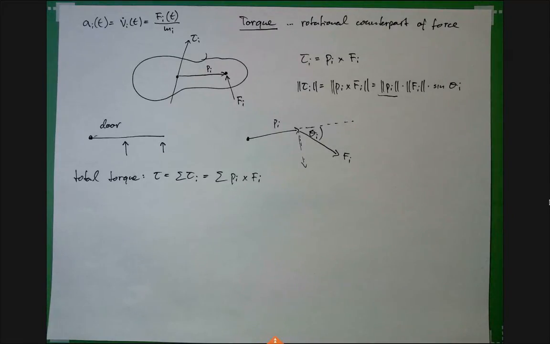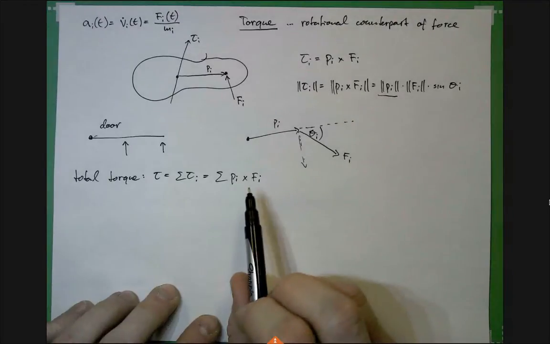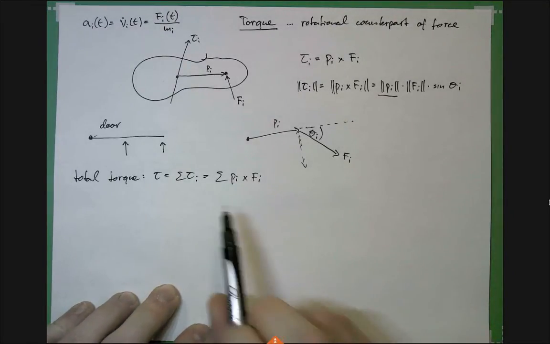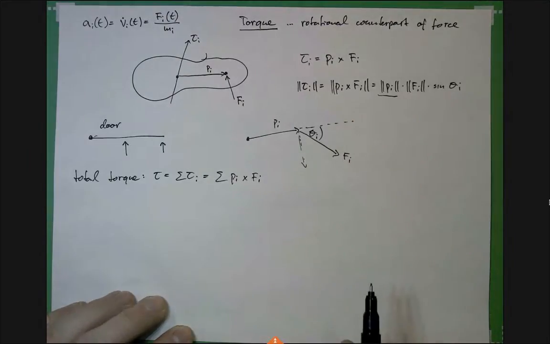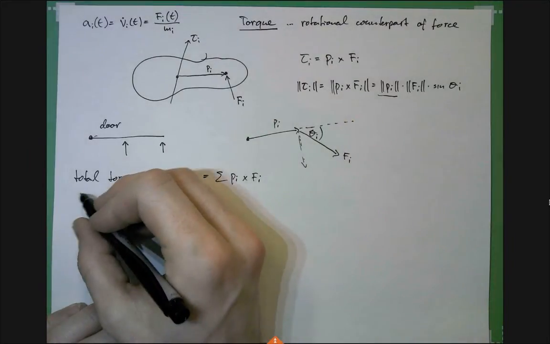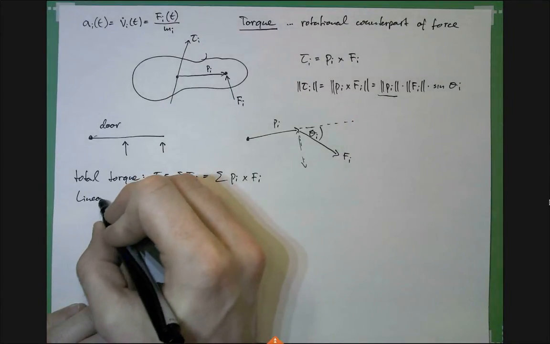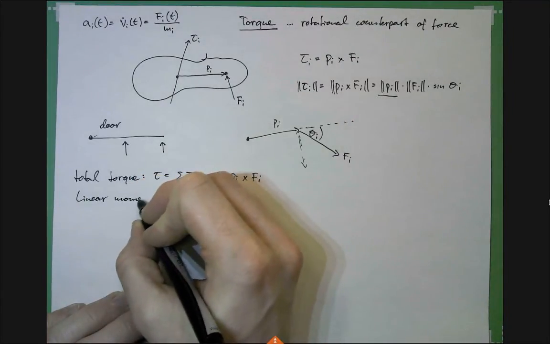Okay, and now we are almost ready to formulate the equations of motion for a rigid body, except that we don't want to work directly with linear and angular velocities. It turns out it's better to work with momenta, specifically linear and angular momentum. So let's start with the easier one. That's the linear momentum.